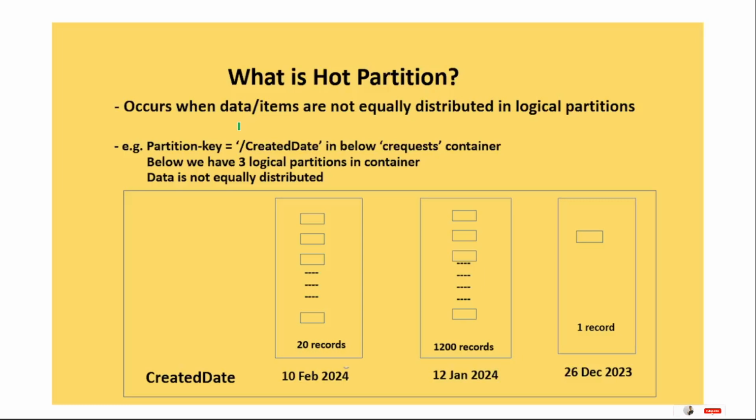Now let's discuss what a hot partition is. It occurs when data or items are not equally distributed across logical partitions. Let's try to understand with an example.